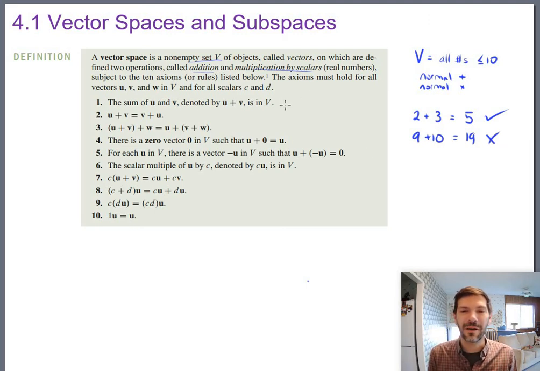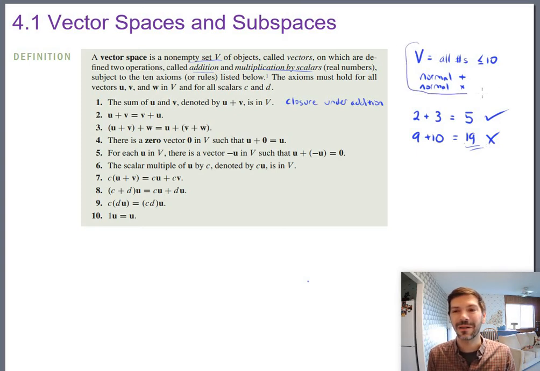So number 1 is often called closure under addition. And what that means is when you add two things from the set, you don't escape the set. The set is closed. That's not true for my definition over here. I added two things from the set and I ended up outside of the set. So this little definition right here does not produce a vector space. It fails condition number 1.